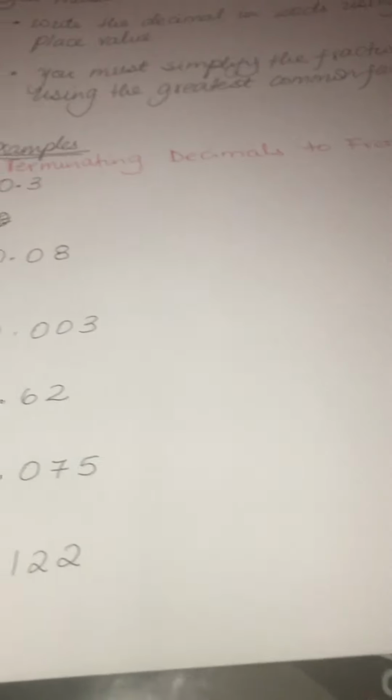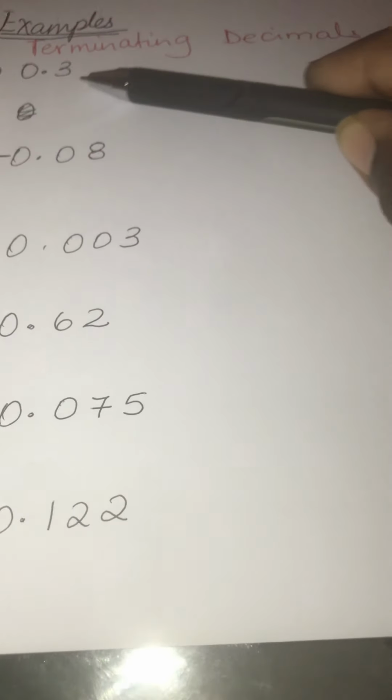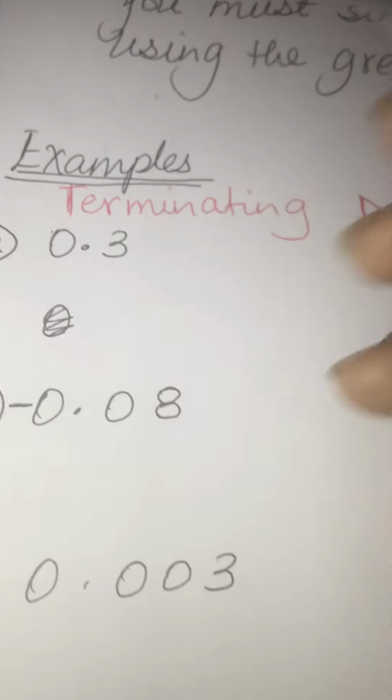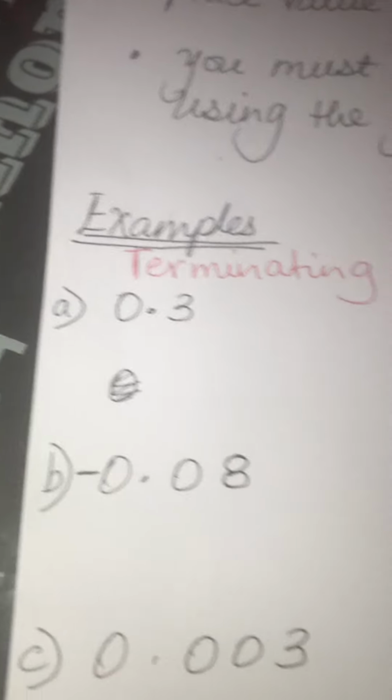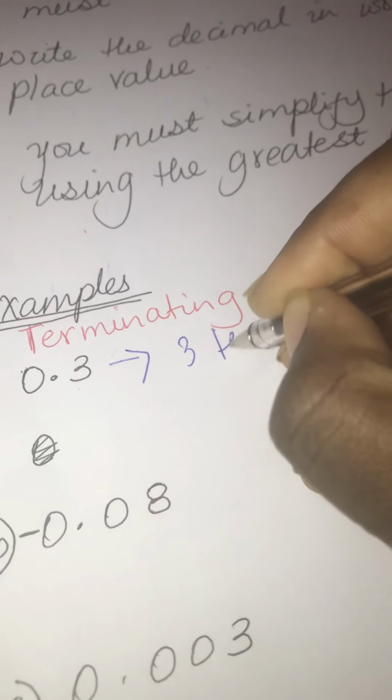Okay? Now let's see. These are terminating decimals. How do I know? Because there are no ellipses after my decimals. So how do I read this? This is 3/10.